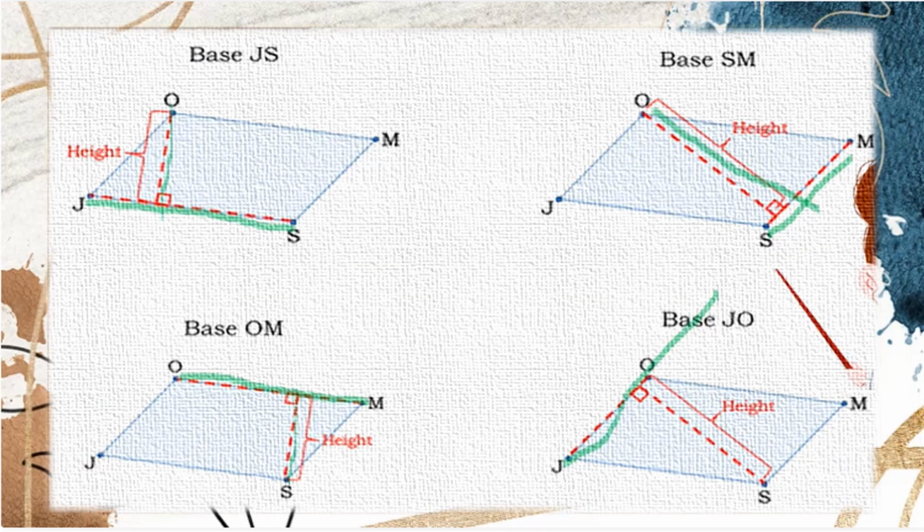On the first figure, the base is JS. Second figure, the base is SM. Third figure, the base is OM. And the fourth figure, the base is JO. As you can see, they have different bases. It depends upon which side is lying flat horizontally. This is parallelogram JOMS, or Jones, and it has 4 different bases.